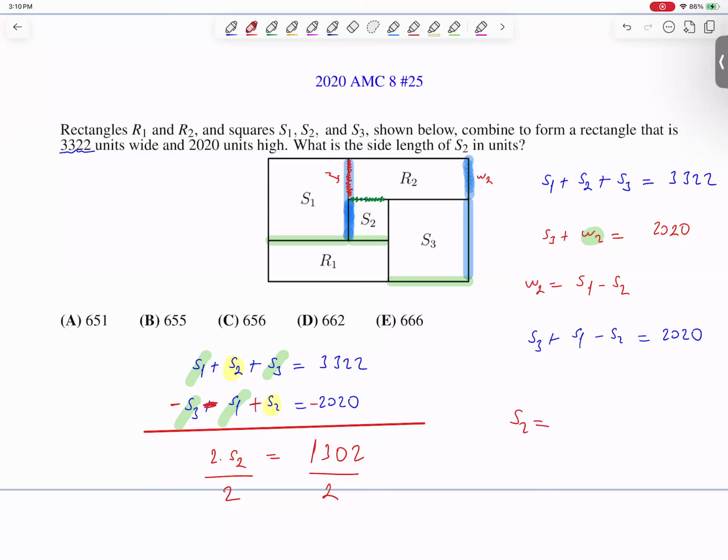The side length of the second square is equal to 651. 6 times 2 is 12, 5 times 2 is 10, which gives 651. Answer is option A.